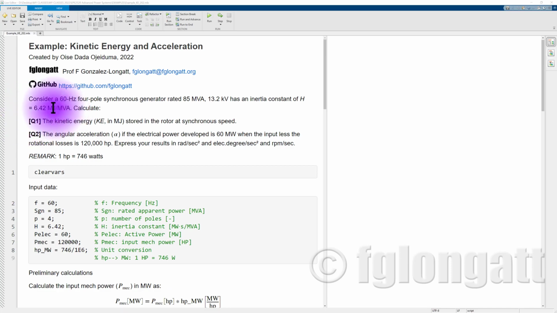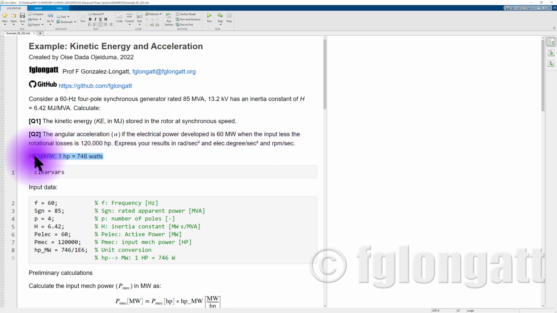Then we have two very simple questions. Calculate the kinetic energy in megajoules stored in the rotor at synchronous speed. And the second question is to calculate the angular acceleration, using the Greek letter alpha, if the electrical power developed is 60 megawatts when the input less the rotational losses is 120,000 horsepower. Wow, that is a lot. Now, we want the results in radians per square second, electrical degrees per square second, and RPM per second.